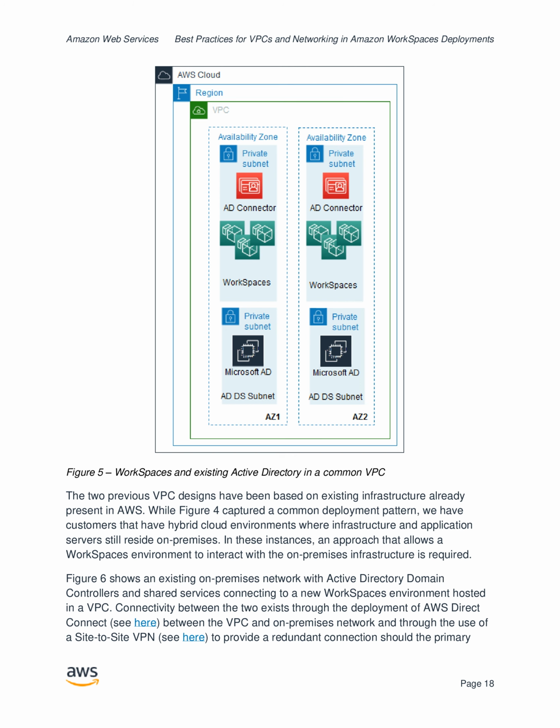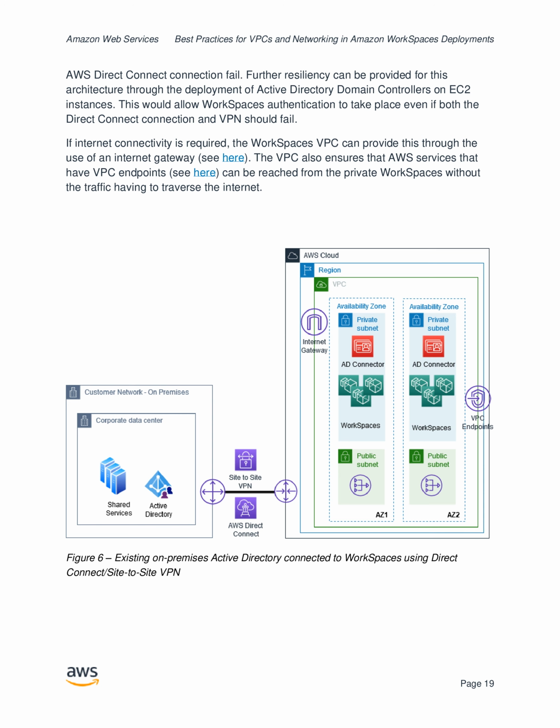Figure 6 shows an existing on-premises network with Active Directory domain controllers and shared services connecting to a new WorkSpaces environment hosted in a VPC. Connectivity between the two exists through the deployment of AWS Direct Connect, see here, between the VPC and on-premises network, and through the use of a Site-to-Site VPN, see here, to provide a redundant connection should the primary AWS Direct Connect connection fail. Further resiliency can be provided for this architecture through the deployment of Active Directory domain controllers on EC2 instances. This would allow WorkSpaces authentication to take place even if both the Direct Connect connection and VPN should fail.